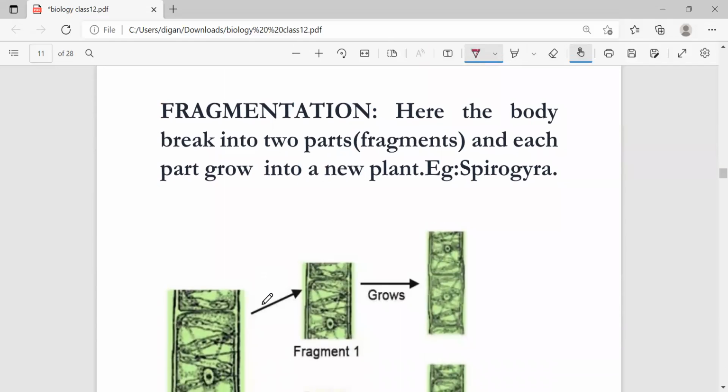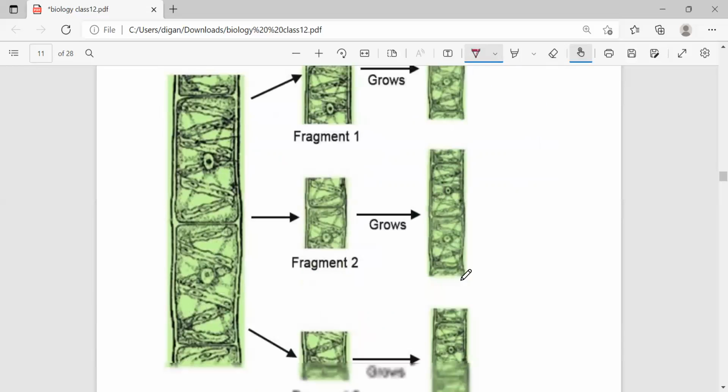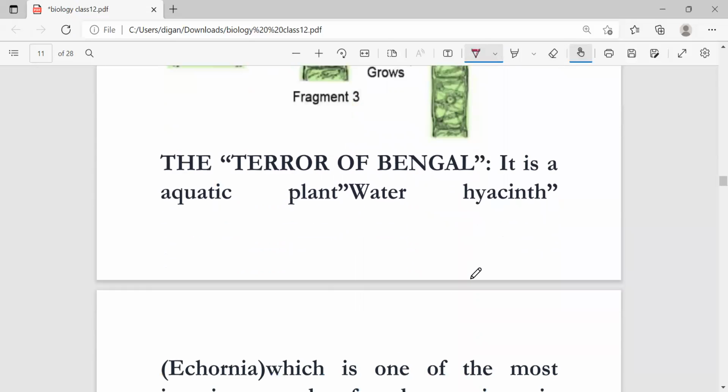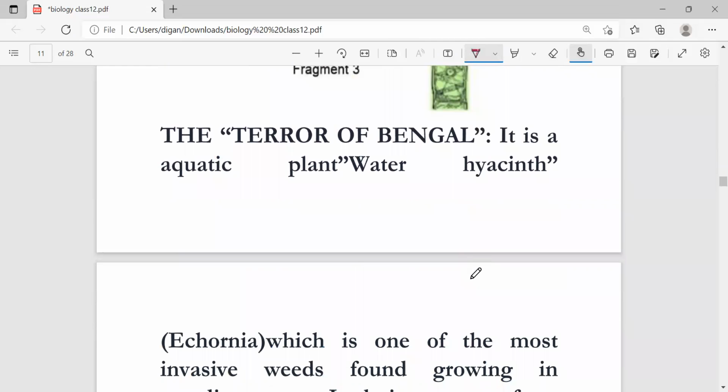Then this is the example of fragmentation in the case of plants. Starfish is an example of fragmentation also, but that is in the case of animals. But for a plant example of fragmentation, you have to give the example of Spirogyra. Here the body breaks into two parts, and each part grows into a new plant. Example, Spirogyra. Look, this is the parent body, then it fragmented, meaning 2-3 parts, and from each fragment a new individual can grow.